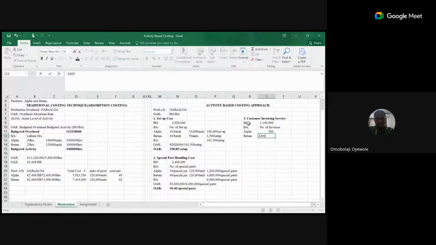24 for beta. So if you look at this one, you see that we didn't multiply it by anything, right? Yes. We didn't multiply it by anything. Why didn't we multiply it by anything? Simply because we were told it is issued per year for the year. We were not told it is issued per unit or per batch. For setup cost, we are told that setup cost is per batch. That's why we multiply by the number of units in batch. For special part handling cost, we are told it's per unit. That's why we multiply by the number of units. So our budgeted activity here will be what?